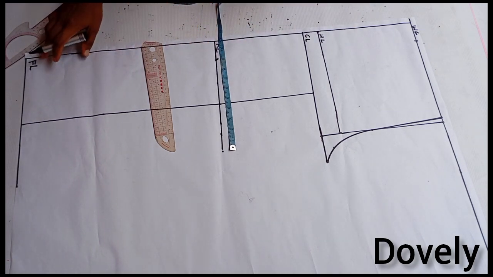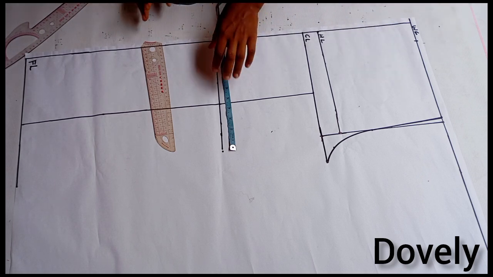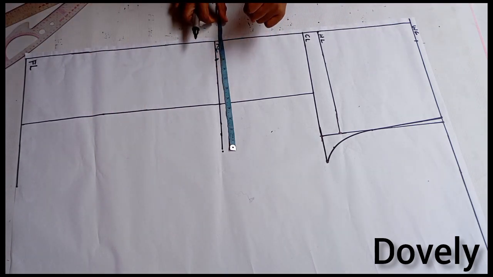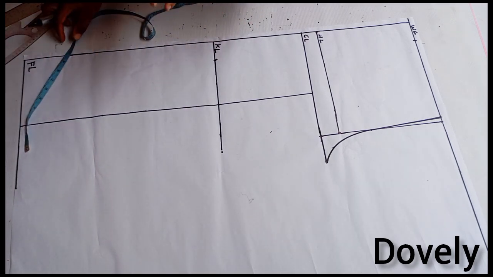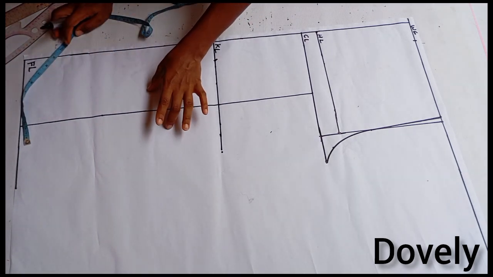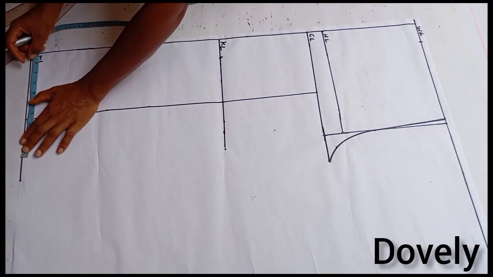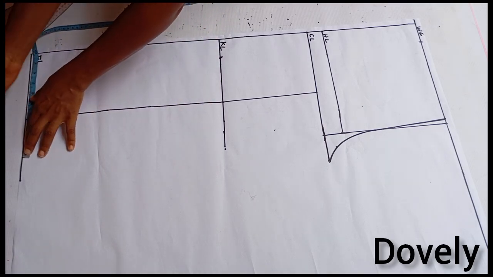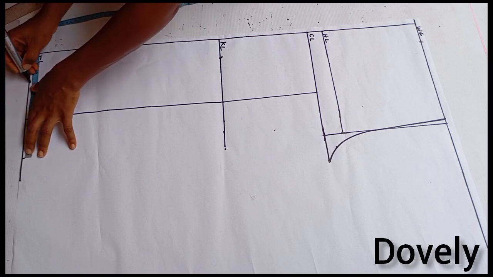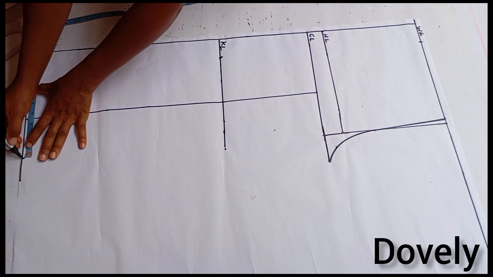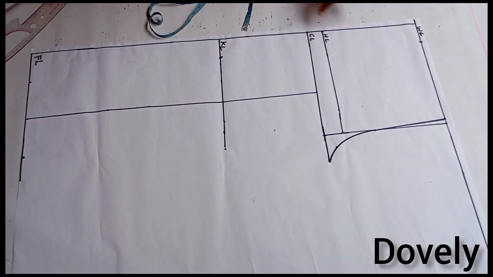Then for my knee, I'm using a knee circumference of 14 inches. When divided by 2, I should have like 7 inches for the front and for the back panel. Then for this front panel, I'm going to divide it by 2. And when divided by 2, I should have 3.5 inches on both sides of my panel. So I'm going to go ahead and connect the lines.